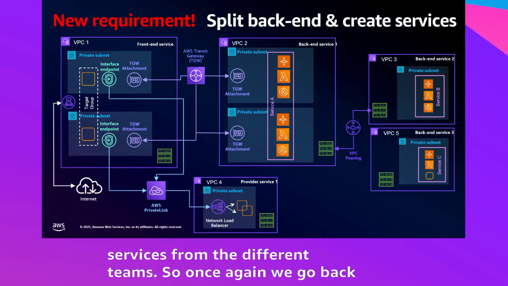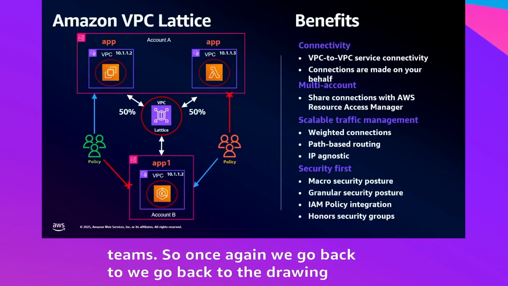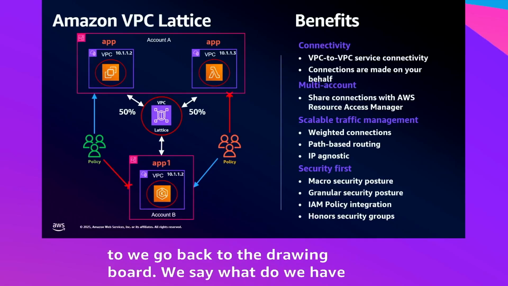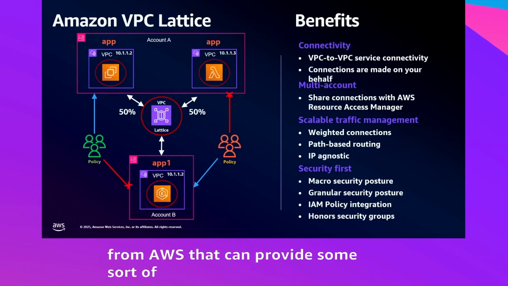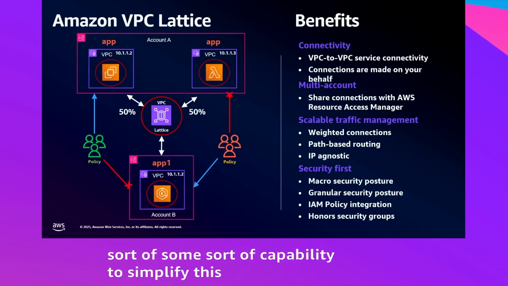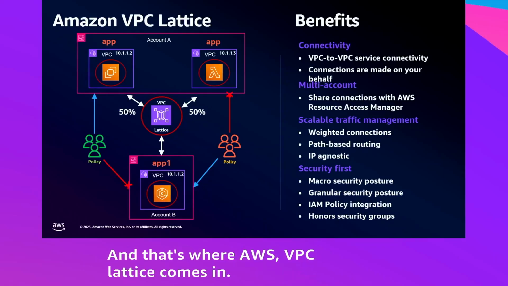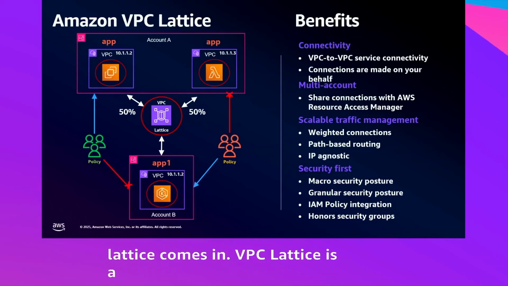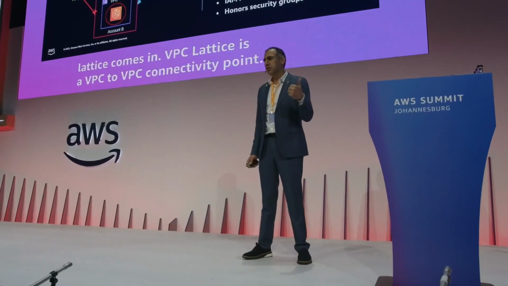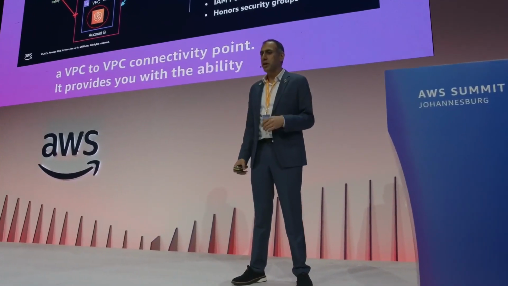So once again, we go back to the drawing board. We say, what do we have from AWS that can provide some sort of capability to simplify this architecture? And that's where AWS VPC Lattice comes in. VPC Lattice is a VPC to VPC connectivity point. It provides you with the ability to still use agnostic IP addresses, but it also gives you flexibility to do things like blue-green testing with weighted connections. You can do path-based selection to route traffic as it's required.